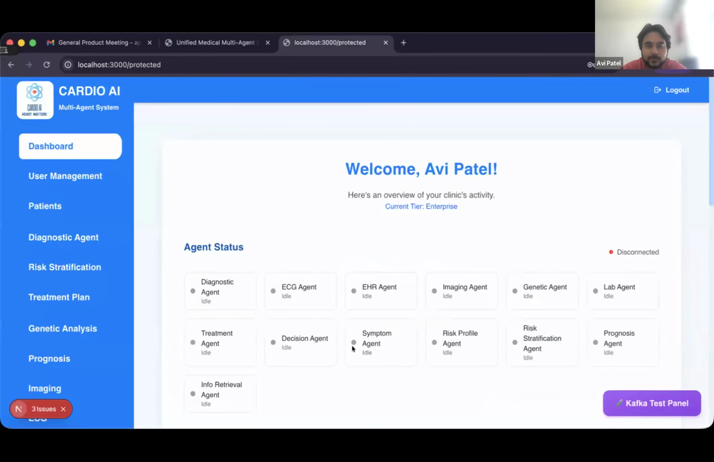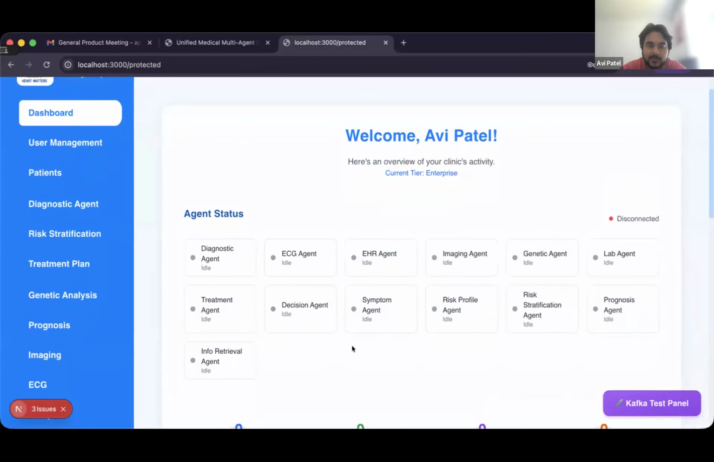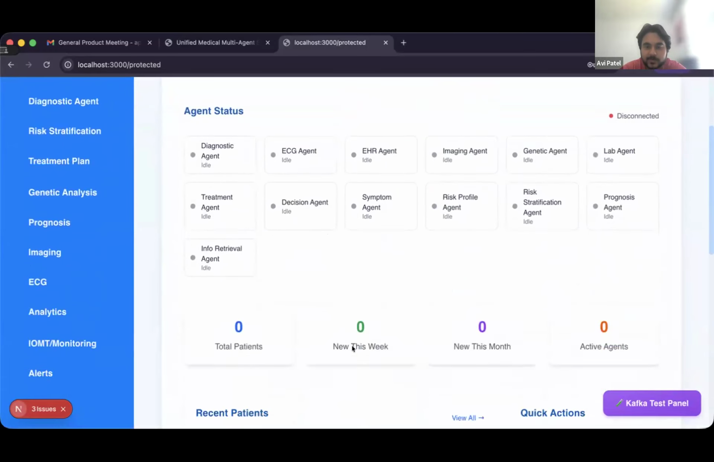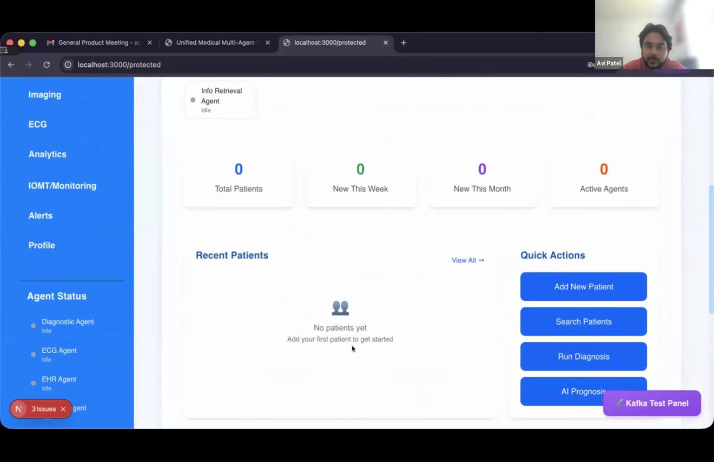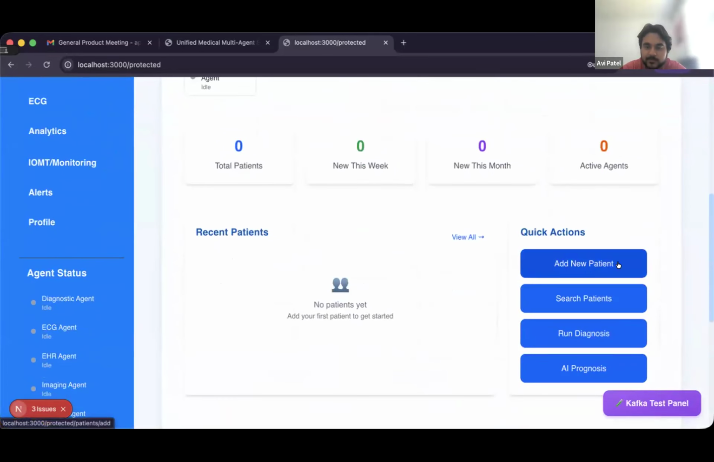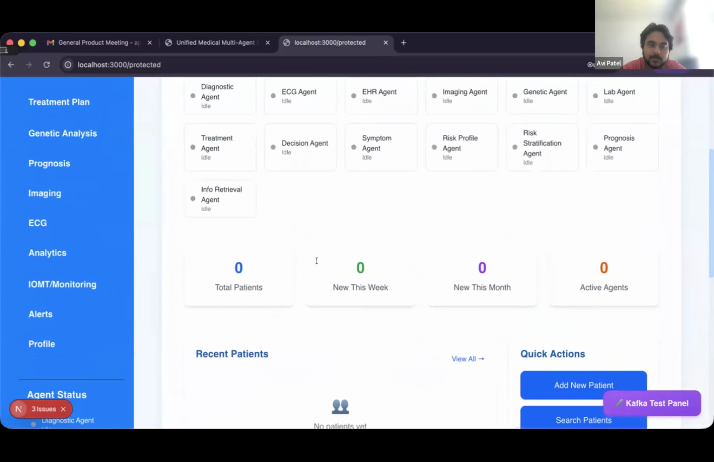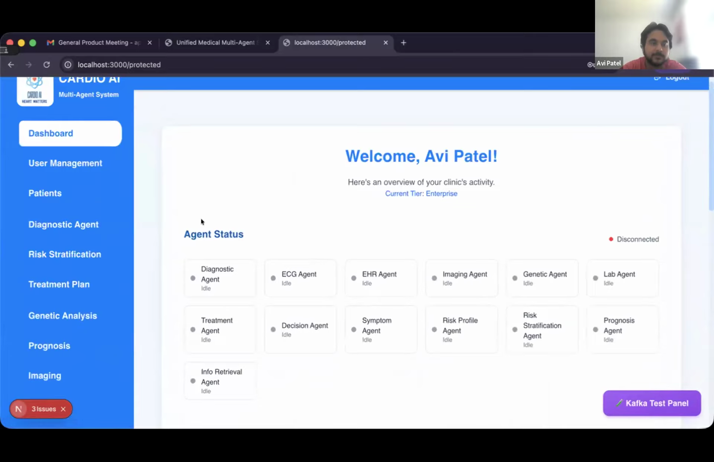So currently I'm on the full enterprise application, and this is going to be the agent statuses, which you will see on the main dashboard. Clinicians will be able to perform quick actions such as adding new patients, searching patients, running some diagnosis, or looking at AI prognosis of a specific patient.